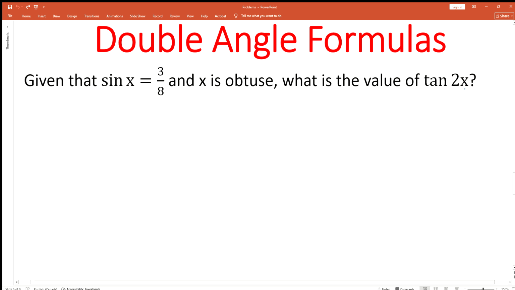An obtuse angle is an angle whose measure is greater than 90 degrees or pi over 2 and less than 180 degrees or pi. That means x is greater than pi over 2 and less than pi. Therefore, angle x lies in quadrant 2. We can draw angle x in quadrant 2.